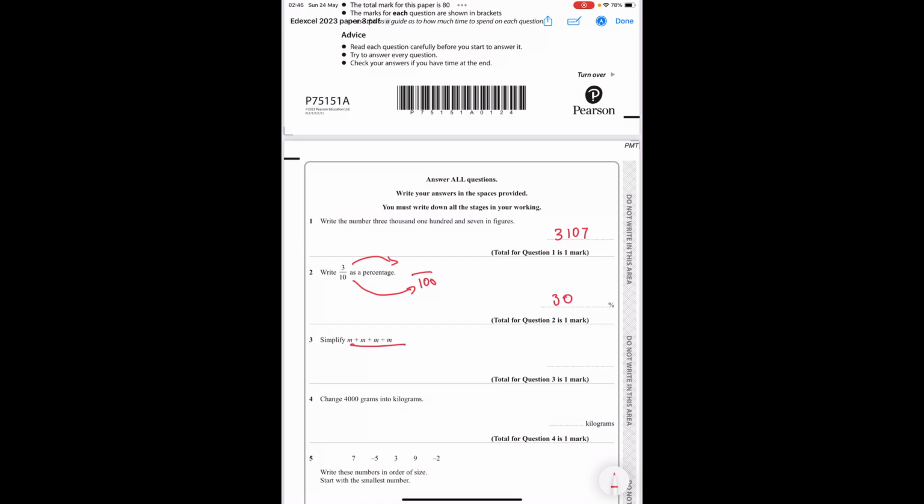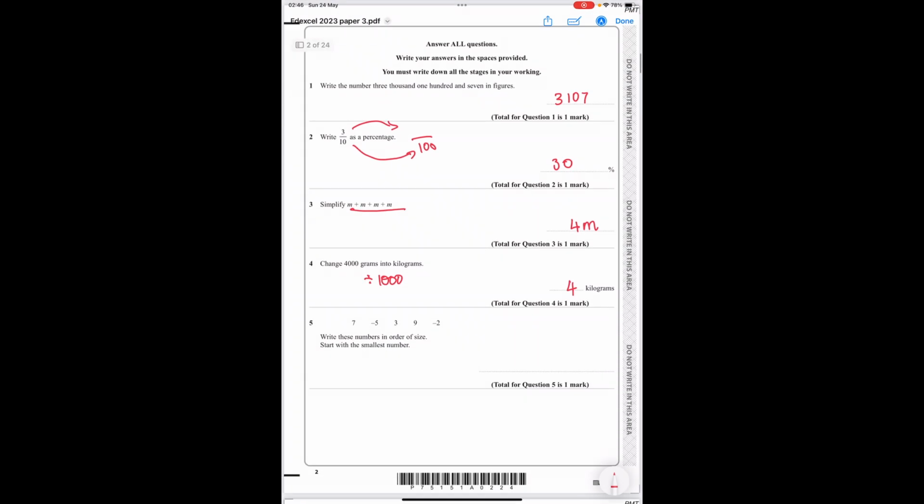Simplify, we are adding, so there is 4 of them, 4m. Change 4,000 grams into kilograms, so we divide by 1,000 and we get 4 kilograms. Write these numbers in order of size, start with the smallest. So that's -5, -2, 3, 7 and 9.